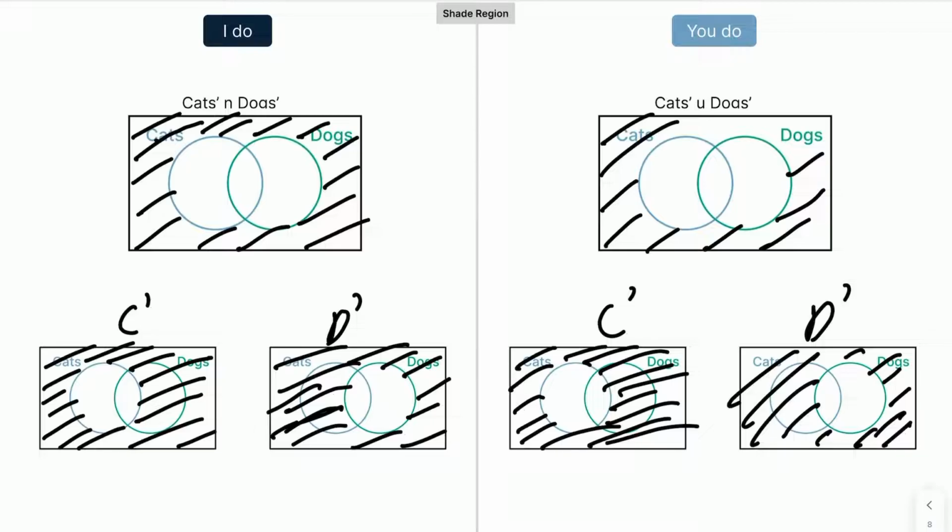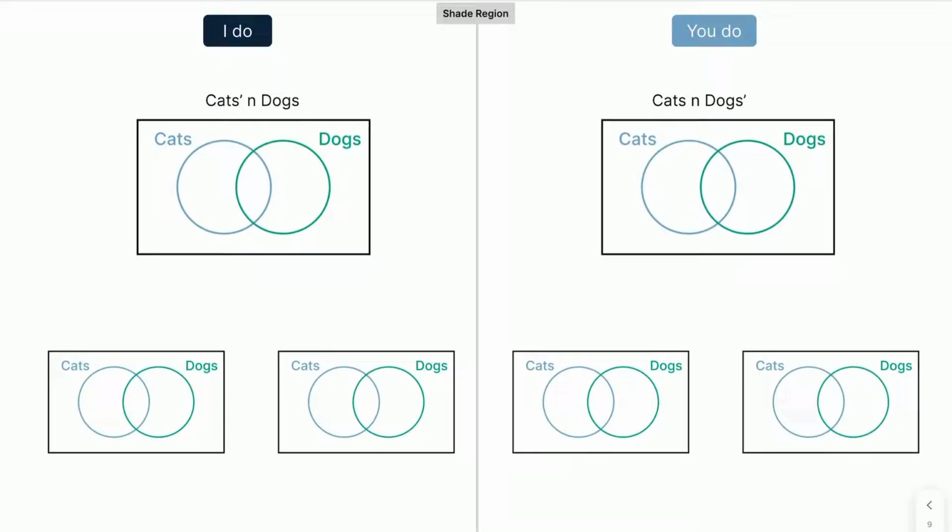So that's going to be everything outside, and it's got this bit. And now if I bring this in here, the only bit different is that it's got this bit shaded, so I'm going to shade this bit as well. Okay, so that is going to shade that bit there. So that is not cats or not dogs. And now we've got not cats and dogs.